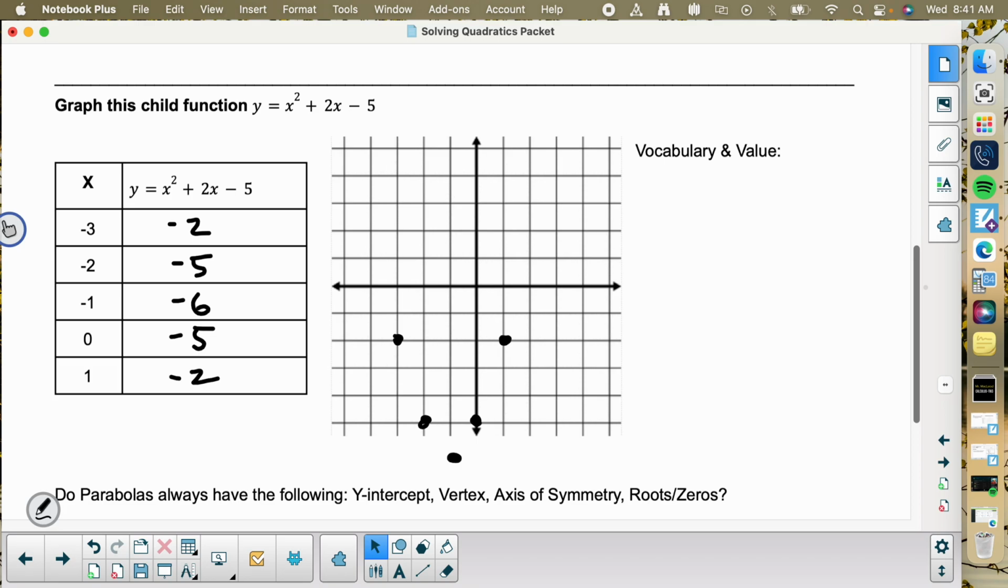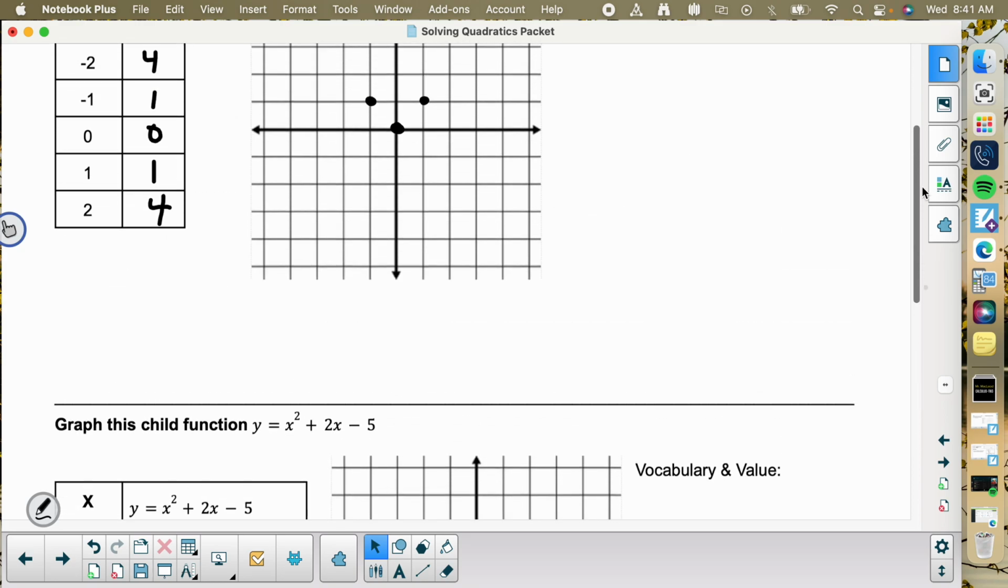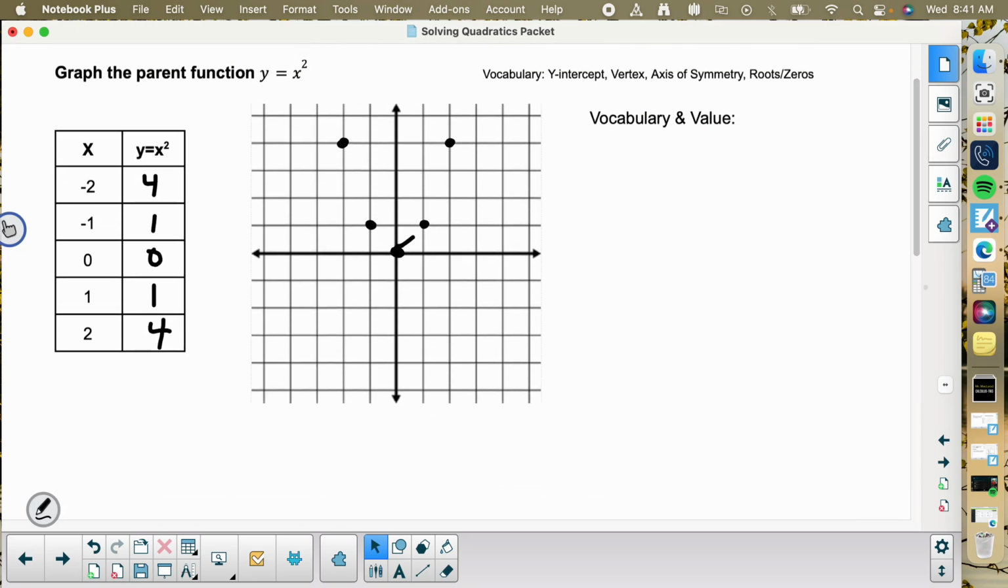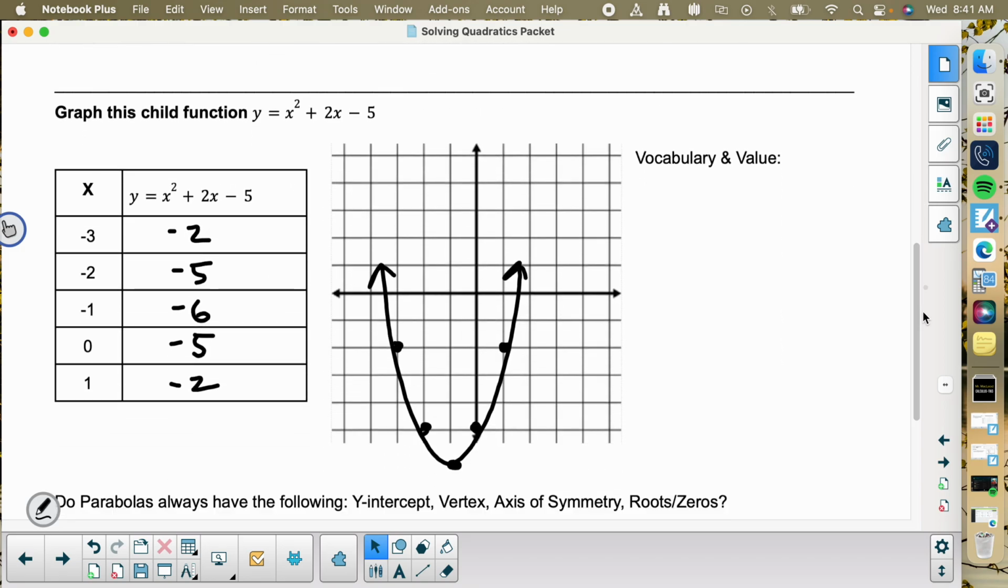Okay, perfect. So the only thing we really talked about yesterday was just the actual graphing, like how to fill out the table. And actually, let's refresh somebody on that.